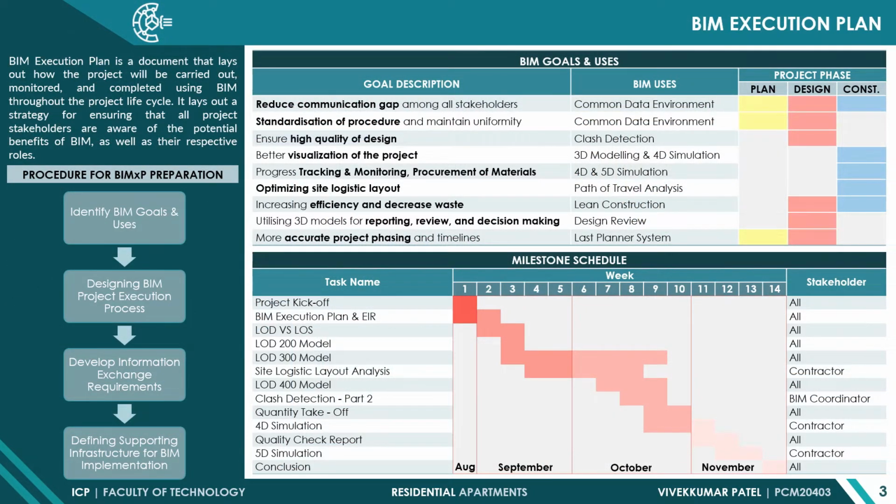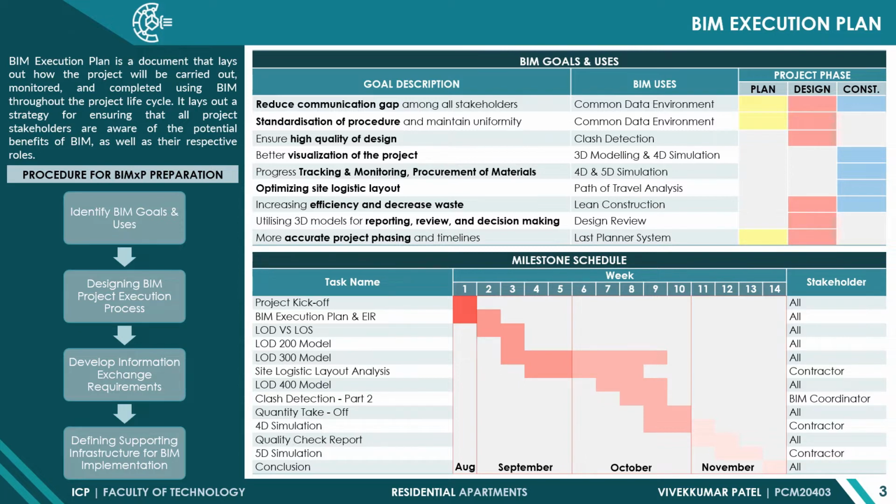BIM execution plan is a document that lays out how the project will be carried out, monitored and completed using BIM throughout the project lifecycle. The procedure for BIM EP preparation is shown on the left side, where the first step is to identify BIM goals and uses, followed by designing the BIM execution process, developing information exchange requirements, and lastly, defining supporting infrastructure for the BIM implementation.